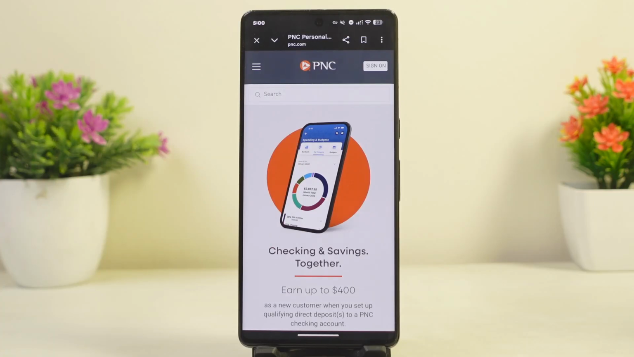How to use PNC Bank Virtual Wallet feature. To use the PNC Bank Virtual Wallet feature, first of all, you simply have to understand the three account buckets.